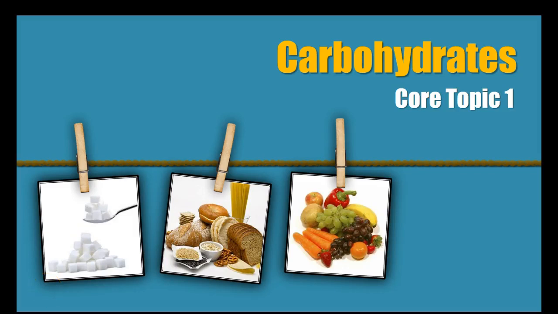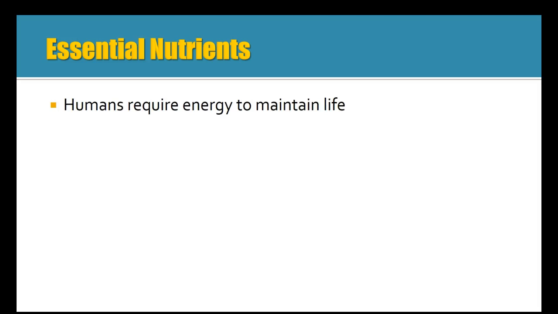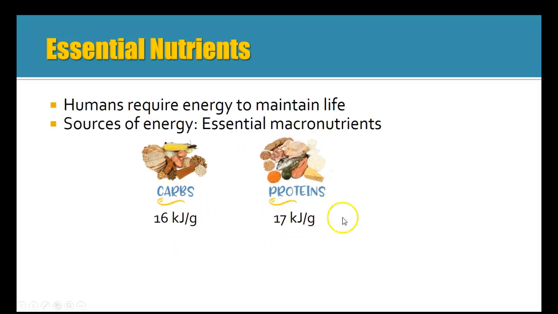Hi everyone. So this PowerPoint or lesson will be on carbohydrates, which is the beginning of core topic 1. Essential nutrients are classified as nutrients that are required to maintain life, and we have several different macronutrients that can be sources of energy. The first one, carbohydrates, is the one that we're going to be looking at today. They provide 16 kilojoules per gram of energy. Another macronutrient is protein, which is 17 kilojoules per gram, and fats, which are 37 kilojoules per gram.